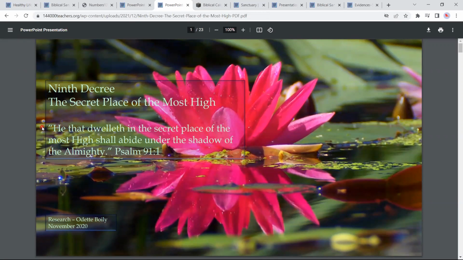He that dwelleth in the secret place of the Most High shall abide under the shadow of the Almighty.